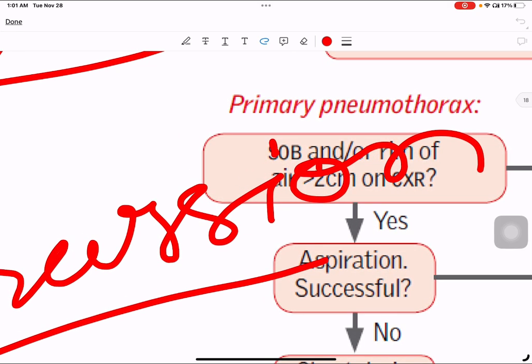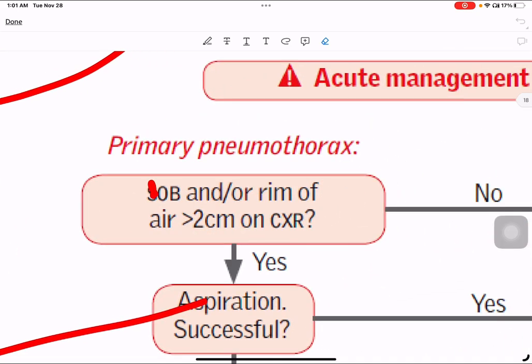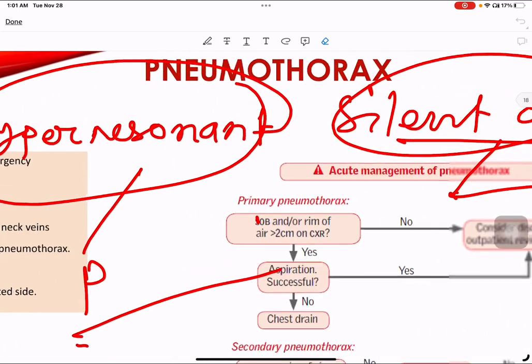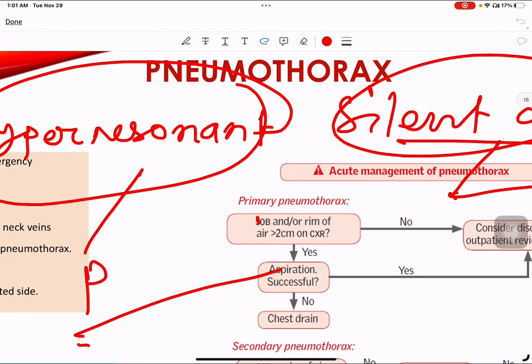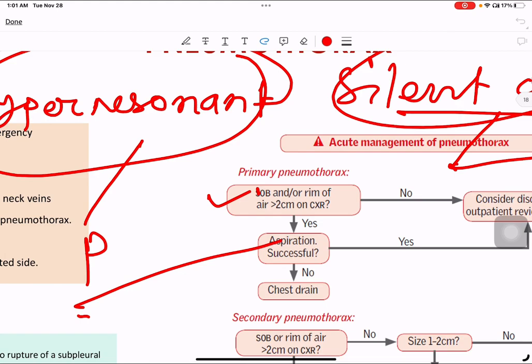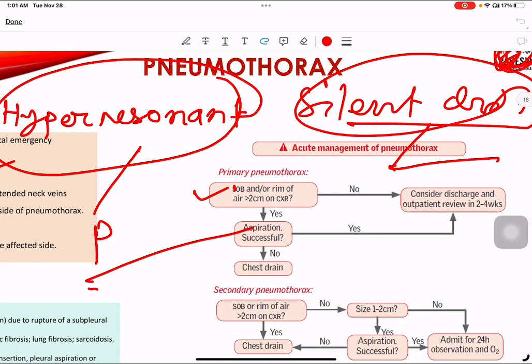If the rim of air is more than 2 centimeter on the chest X-ray, then we have to try aspiration. If the aspiration is successful, we can treat him in OPD. But if the aspiration is not successful, we may need to go for a chest drain.